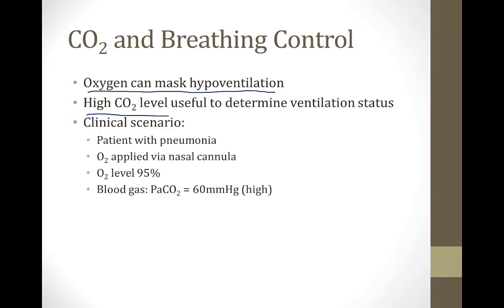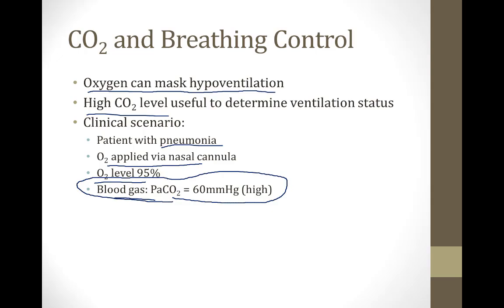So this often happens in patients admitted with pneumonia or sometimes COPD or asthma. They'll be given O2 via nasal cannula. This will make the oxygen level normal. But if you check the blood gas and find that the CO2 level is high, for example, 60 is high because normal is 40, this means they are hypoventilating. And this is often a patient who's going to need to be put on a mechanical ventilator because if not, the CO2 level will continue to climb.